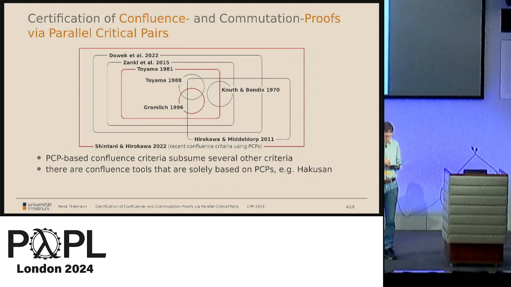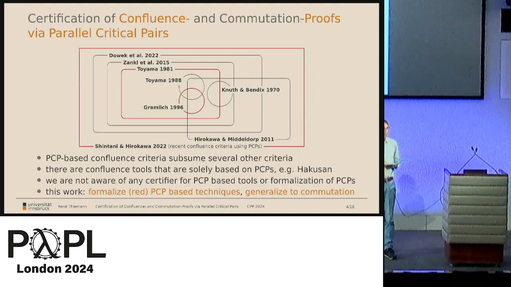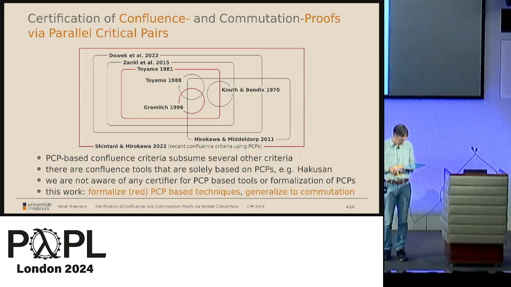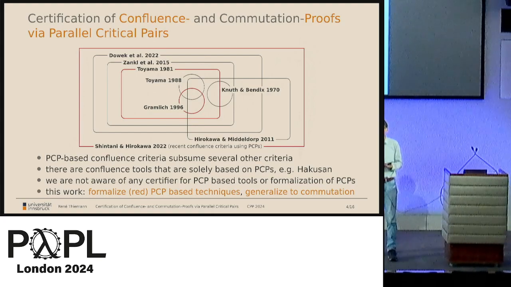The situation is even worse because before this work, there was no formalization even of the definition of parallel critical pairs that I'm aware of, so we really had to start from scratch there. We could use the unification algorithm that we have, but that's it, basically. And what we do here is we really formalize the red marked parallel critical pair-based confluence techniques and generalize all of them to commutation.